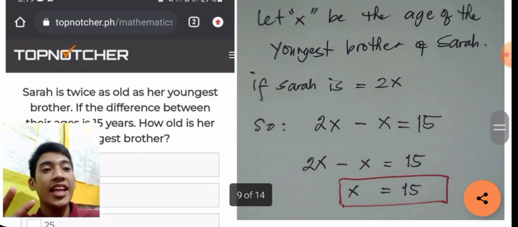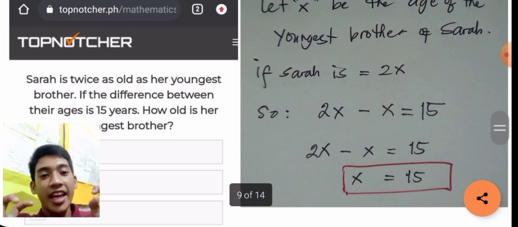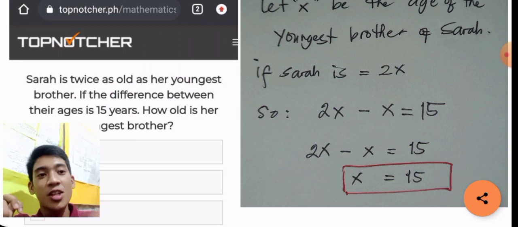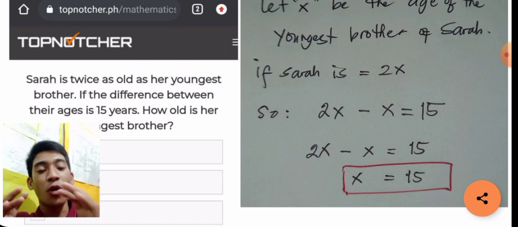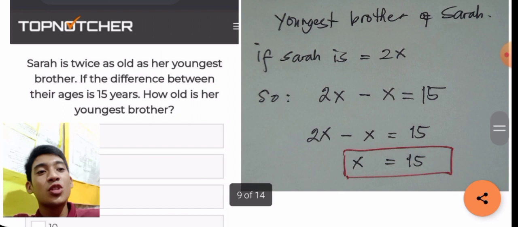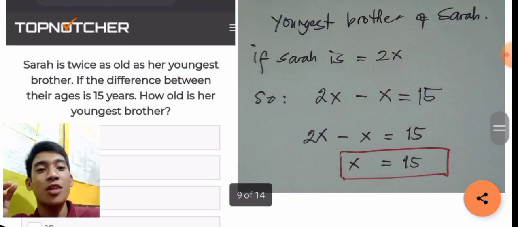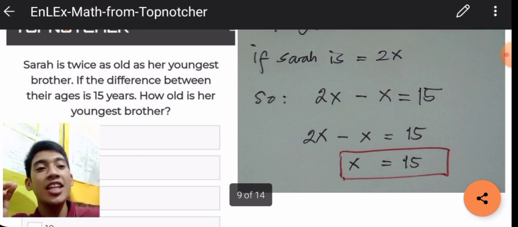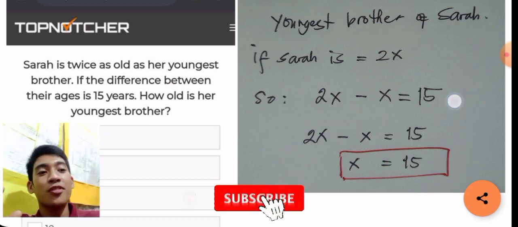Simply let x be the age of the youngest brother. Then Sarah is 2x, because the age of Sarah is double the age of her youngest brother. So 2x minus x, because the difference between the age of Sarah, which is 2x, and the age of her youngest brother, x, is 15.